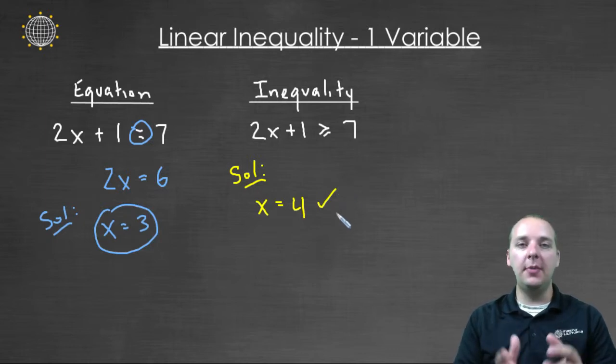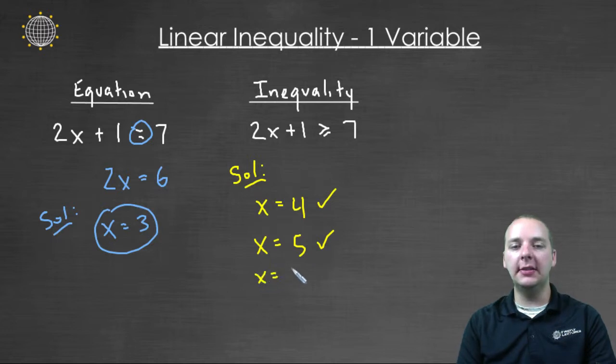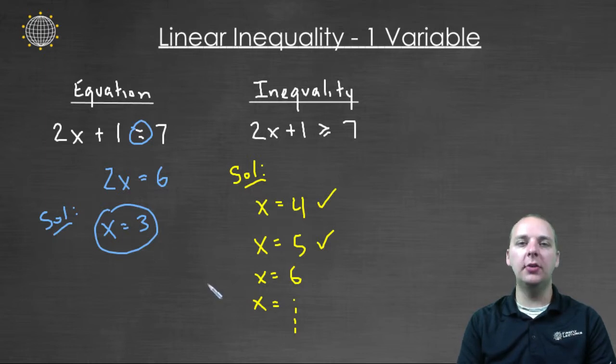Awesome. So does that mean that we're done and we can go to the next problem? Unfortunately, that's not the case. If I tried 5, 2 times 5 is 10. 10 and 1 make 11. That's bigger than 7. So that's a solution. And so is 6, and so is 7, and so is all the rest of these numbers that I would try. So that's a little confusing.